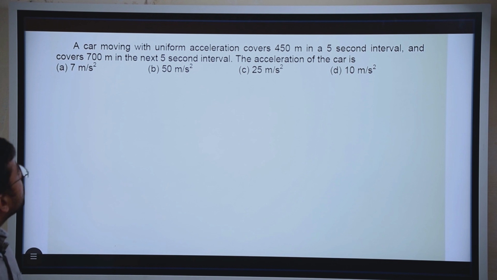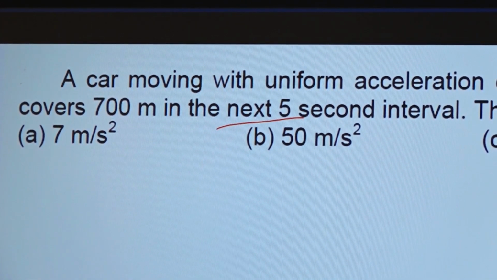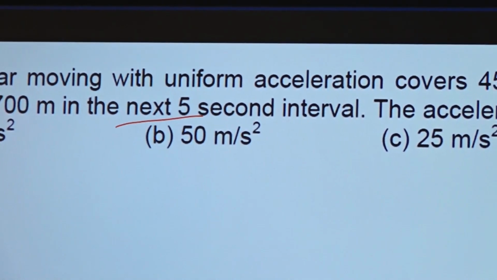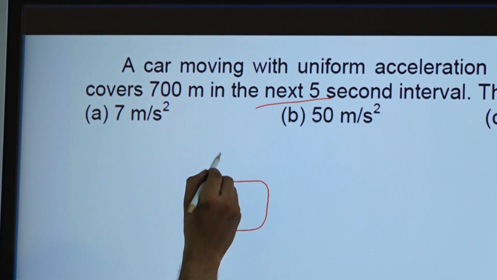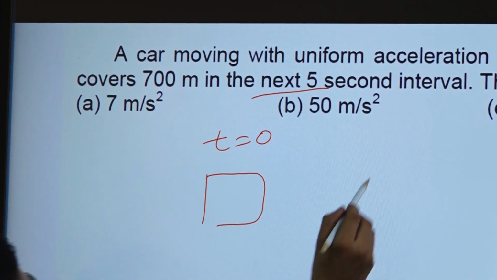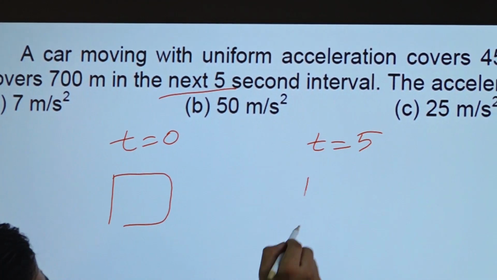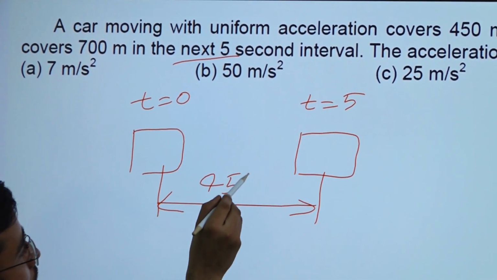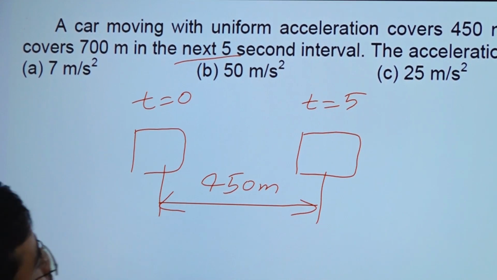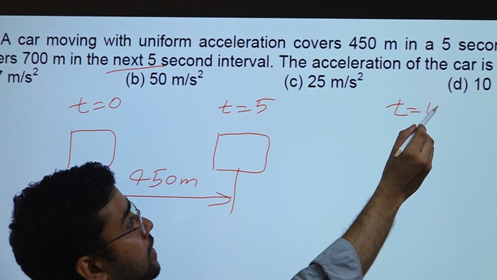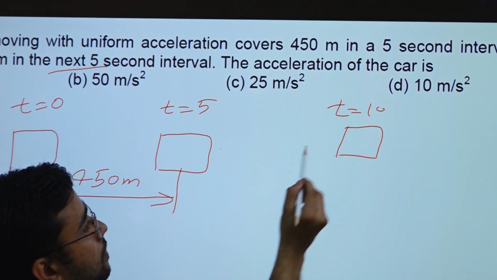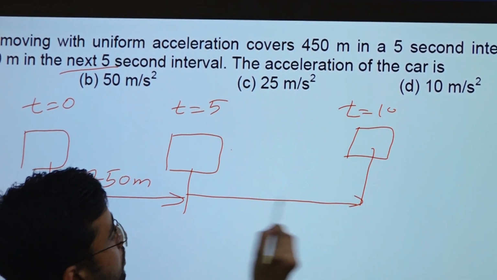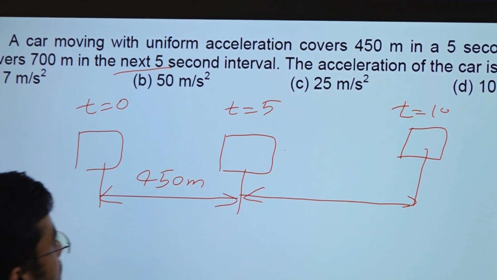A car is moving with uniform acceleration, covers 450 meter in a 5-second interval and covers 700 meter in the next 5-second interval. The acceleration of the car is? So what is happening? Suppose at t is equal to 0, the car is here. At t is equal to 5, the car is here, covering around 450 meter distance, right? And then at t is equal to 10, in the next 5 seconds, suppose the car is here, and it is covering around 700 meter, right?